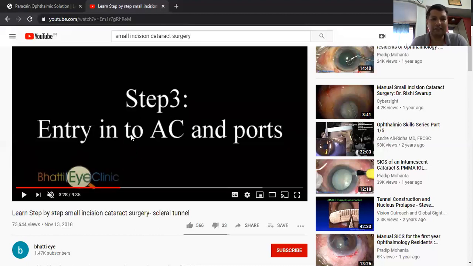So we have done CCC. Then the next step is entry into the anterior chamber and ports. So remember that we have fashioned a scleral tunnel. We have not yet entered the anterior chamber through the scleral tunnel.